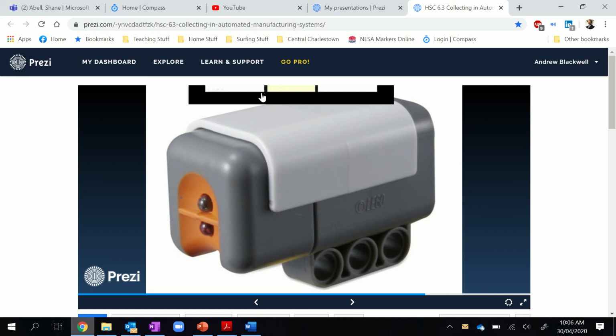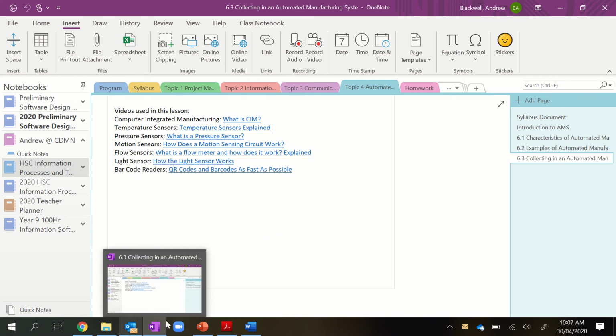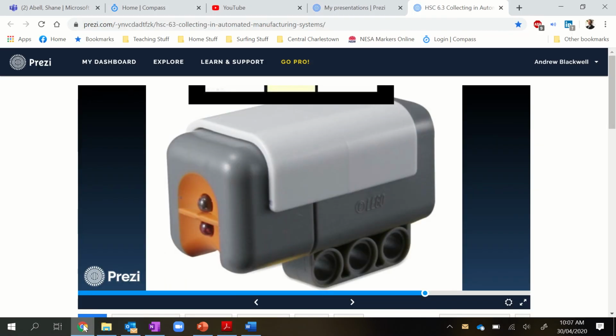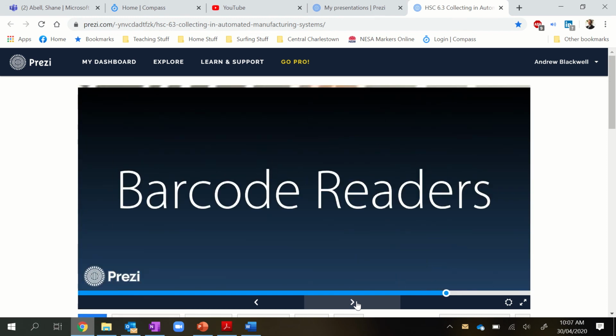Also, I do have a video here about how these light sensors work, and in our OneNote there is also a how the light sensor works, which is the same video that is on the Prezi. So go ahead and watch that one as well, and take some notes through your textbook as well. Then we have barcode readers.